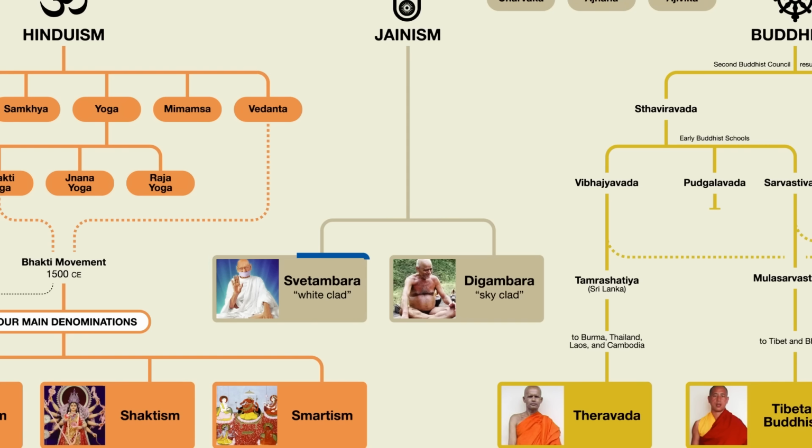The other branch of Jainism is called Digambara, meaning sky-clad. This is because the male monks in this sect wear no clothes at all, a testament to the fact that they want as few earthly possessions as possible.